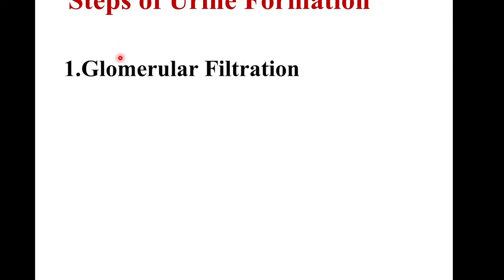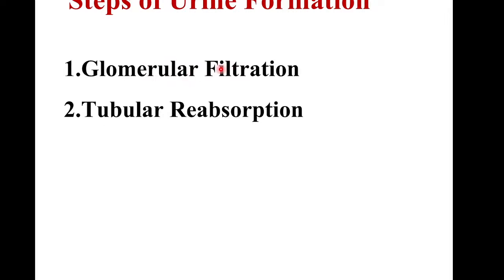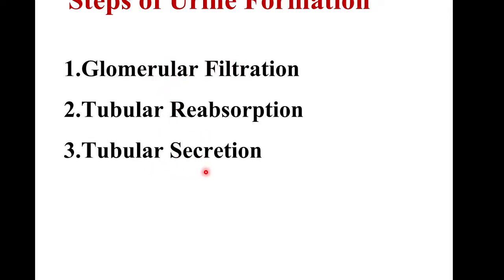Okay, so let's see the steps of urine formation. There are mainly 3 steps for urine formation. Number 1 is glomerular filtration, number 2 is tubular reabsorption, and number 3 is tubular secretion. That is, filtration in the glomerulus, and reabsorption and secretion. These 3 steps take place within the nephron, which we have already studied. Now let us examine how this process works.